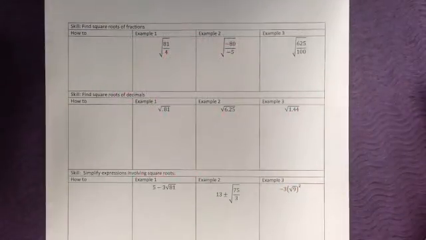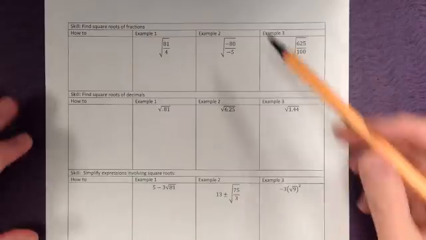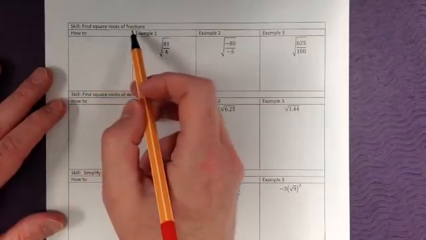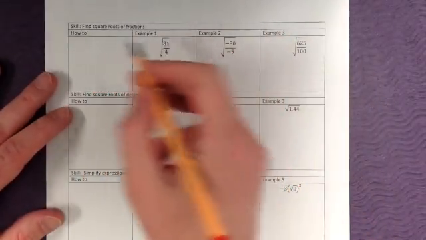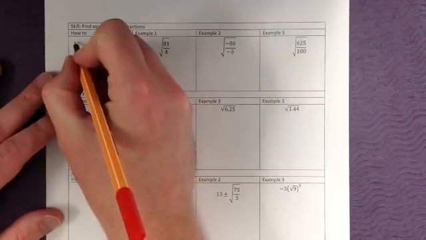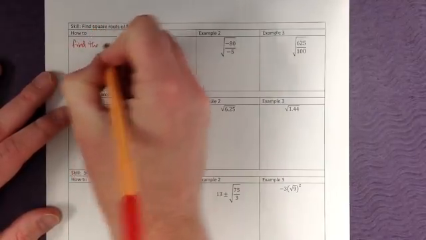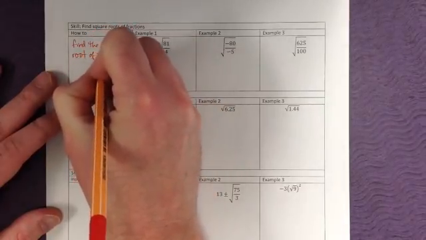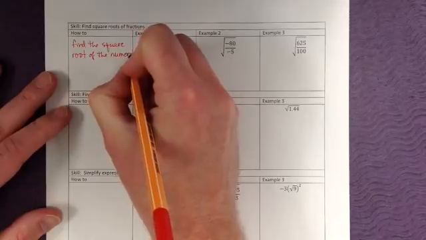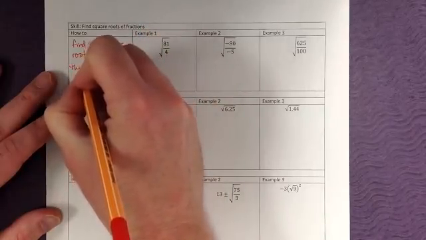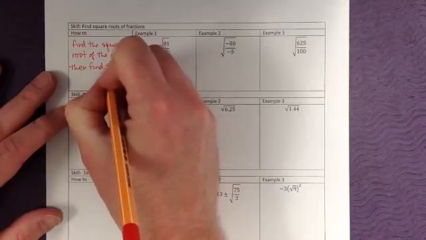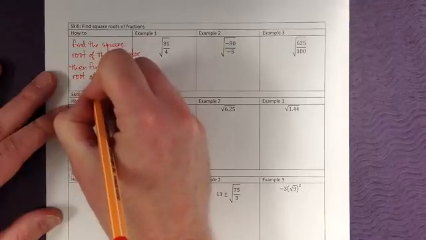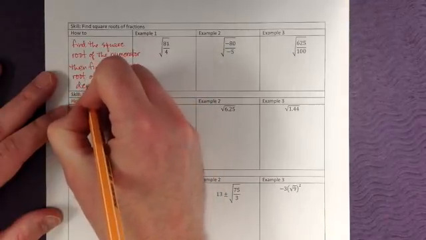So, now we're going to turn over our notes page and look at the back. We're not doing this whole page. There's just a couple of things on here that we need to know how to do. And the first one is to find a square root of a fraction. Okay? So, what we're going to do is find the square root of the numerator, then find the square root of the denominator.